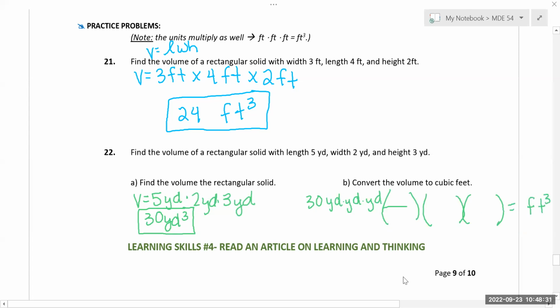Now think, should yards go on top or bottom? Well, to cancel, they need to go on the bottom. And to be left with feet, feet needs to go on top. So 3, 3, 3. So that's 30 times 3 times 3 times 3 for a grand total of 810 feet cubed.